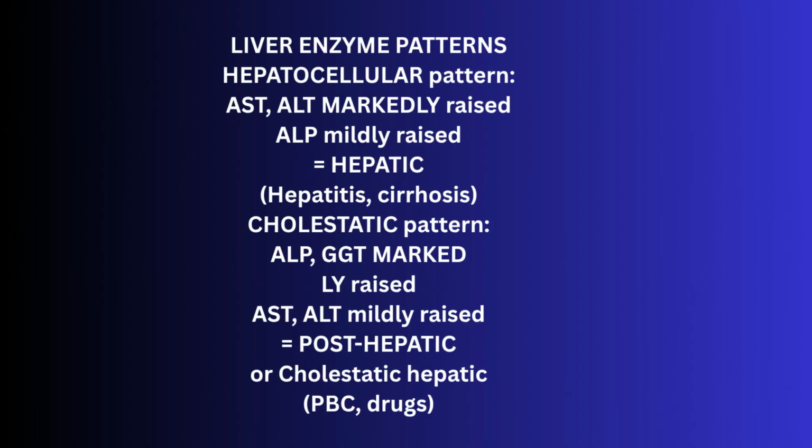Next, liver enzyme patterns. Two distinct patterns. The hepatocellular pattern: AST and ALT are markedly raised, while alkaline phosphatase is only mildly raised. This points towards hepatic causes, hepatitis, cirrhosis. The cholestatic pattern: alkaline phosphatase and GGT are markedly raised, while AST and ALT are only mildly raised. This points towards post-hepatic obstruction or cholestatic hepatic conditions like PBC or drug-induced cholestasis.